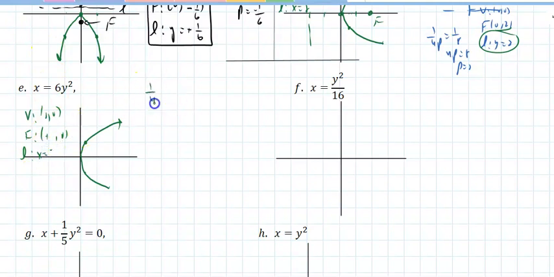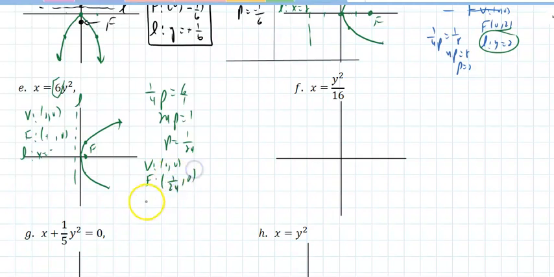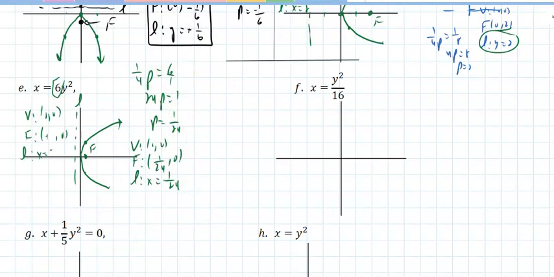And I could take 1 over 4p and set it equal to 6. Cross multiply, 24p equals 1. P is 1 over 24. The vertex is at 0, 0. The focus is at 1 over 24, 0. And x equals -1 over 24. You could do that if you wish. That's all good. That's not a problem.